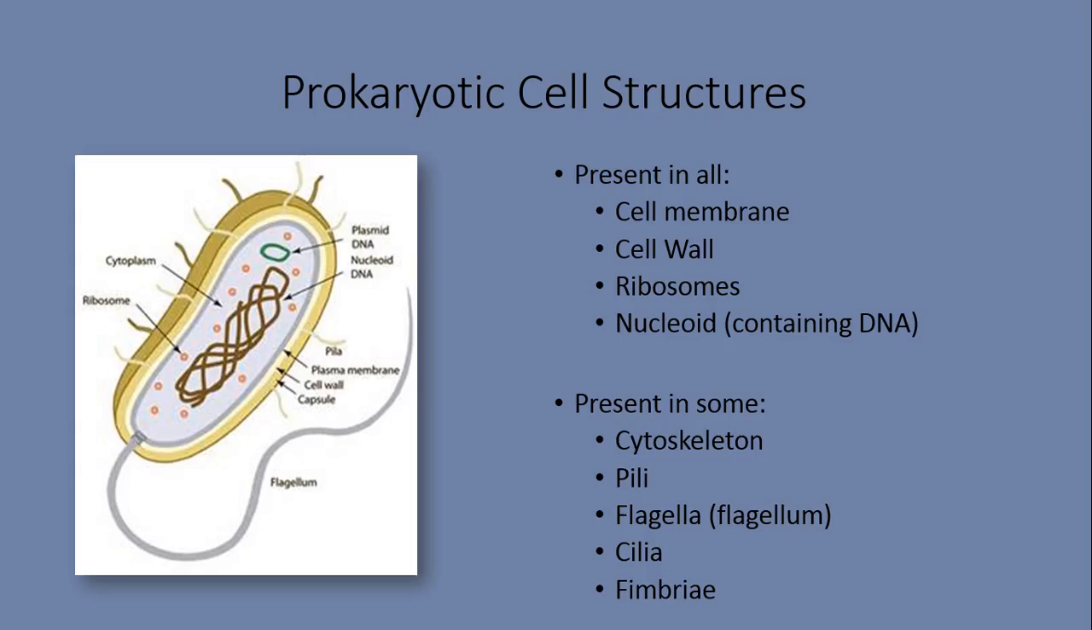Now, as I previously stated, all prokaryotic cells do have the cell membrane, cell wall, ribosomes, and the nucleoid that contains the DNA. If you look at the picture here, you can see what these things may look like within a prokaryotic cell. Ribosomes are the very tiny circles seen in this image. The nucleoid region is kind of big for a prokaryotic cell because it contains the DNA of that cell. Some structures that are found in prokaryotic cells, but not all of them, include the cytoskeleton, pili, flagella, cilia, and fimbriae.